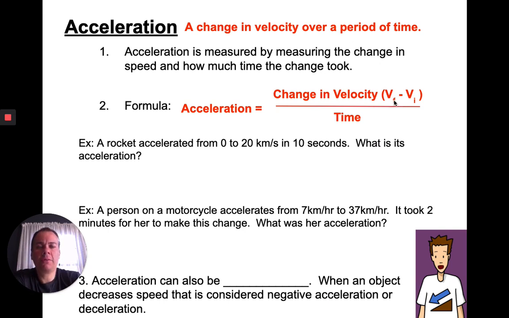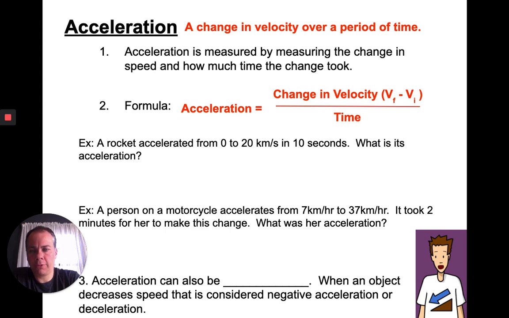You'll see here I have some symbols that we often will use. To figure out the change in velocity, we take the final velocity of the object once it has reached the end speed, subtract the initial or starting velocity, so we have VF minus VI divided by time. It'll make a little bit more sense if we see it applied to a few problems. If a rocket accelerates from 0 to 20 kilometers per second in 10 seconds, what is the acceleration of that rocket?